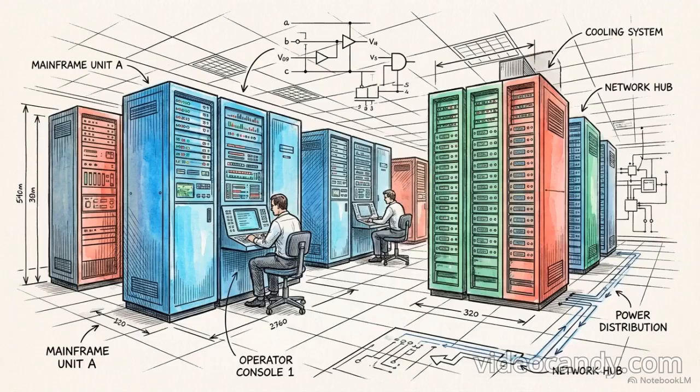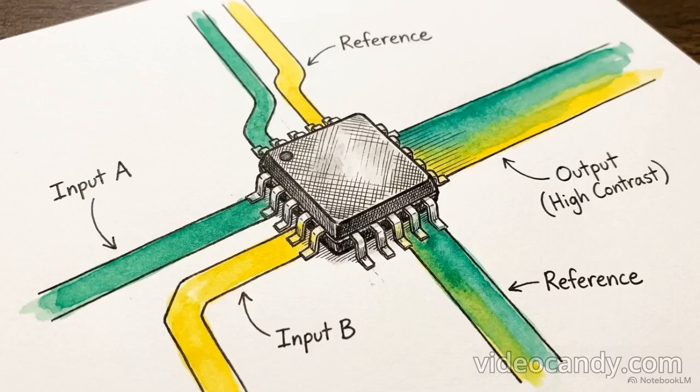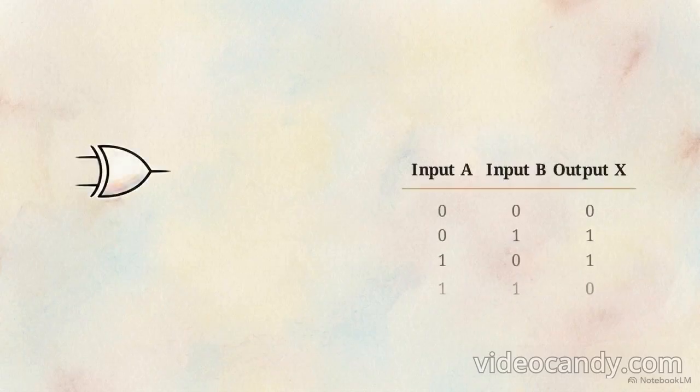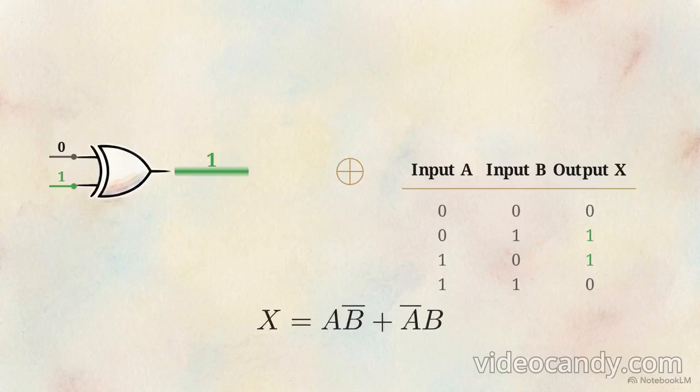As computations scale up, we require dedicated hardware to evaluate system states. This leads to the exclusive OR, or XOR gate, a complex combination of basic gates built to solve strict inequality. The operational rule is strict. The output swings to a logic high strictly when the input terminals are held at different voltage levels. We denote this exclusive operation with a plus sign circled inside the mathematical expression, written formally as x equals a not b plus not a b.